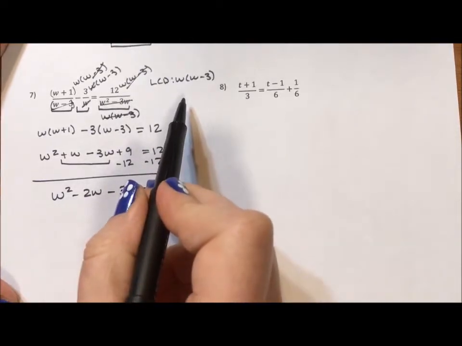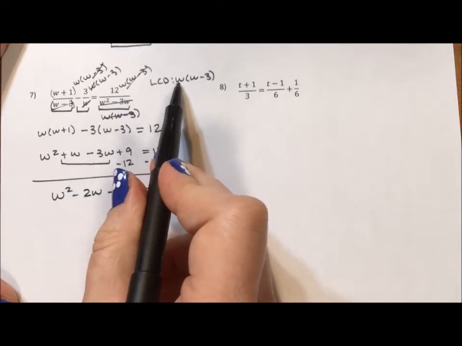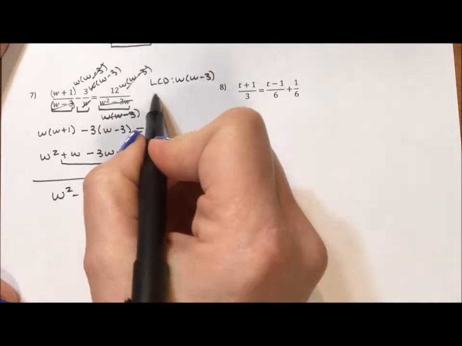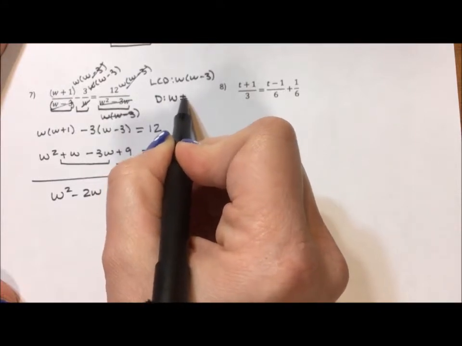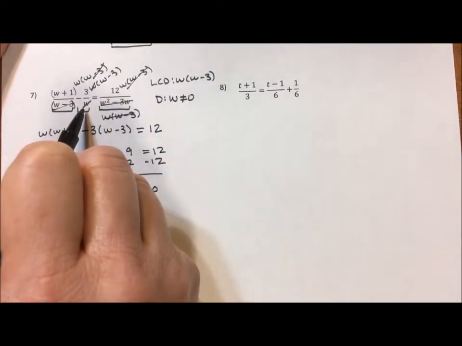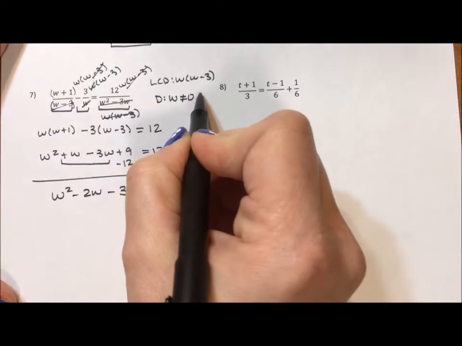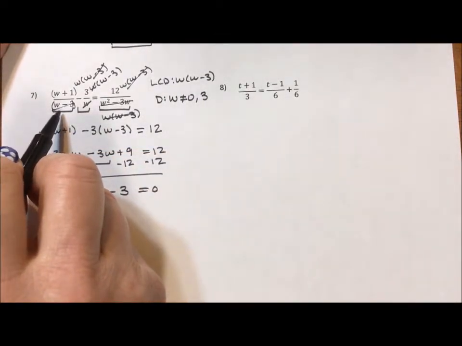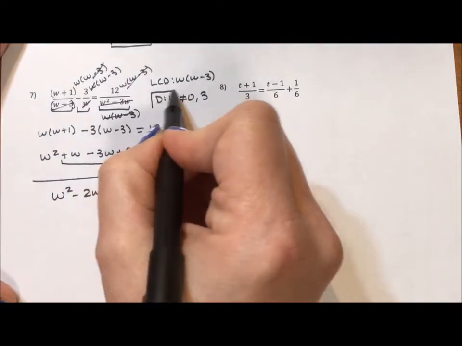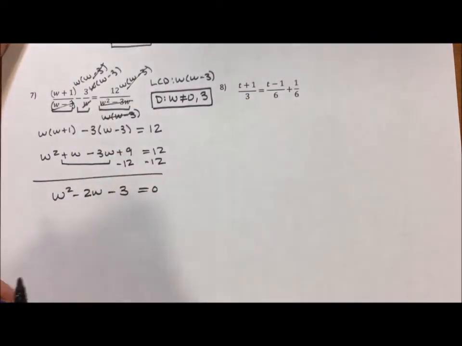Let's come up here really quickly. The fact that the lowest common denominator is w times w minus 3 means we can figure out the domain. If w equals 0, we would have a 0 in the denominator, and that would be really bad. If w equals 3, we would have a 0 in the denominator, and that's undefined. It's not allowed. So I have to be aware of my domain when I do this.